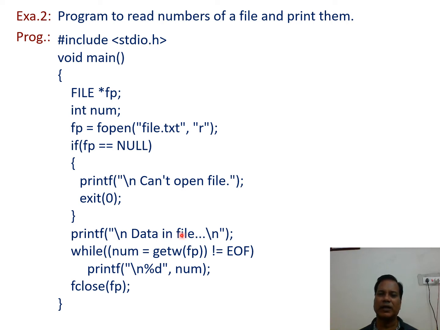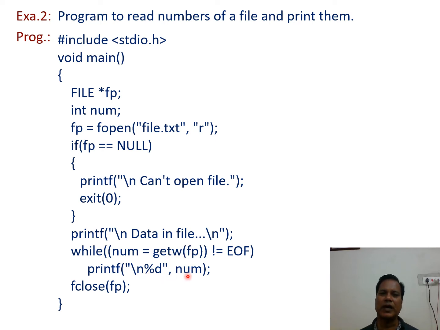This is printed on the output screen, and using the while looping statement, num = getw(fp). Using getw, integer data is taken in and assigned to the left side variable, and checked that it is not equal to end of the file. If this number is not equal to end of the file, then printf("%d", num). The value read from the getw function is printed.